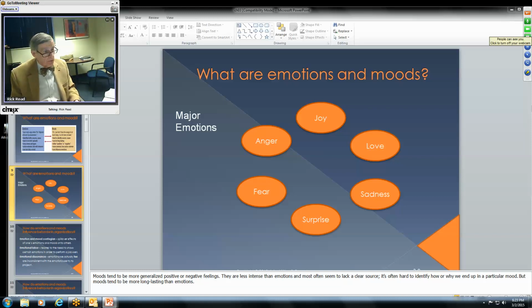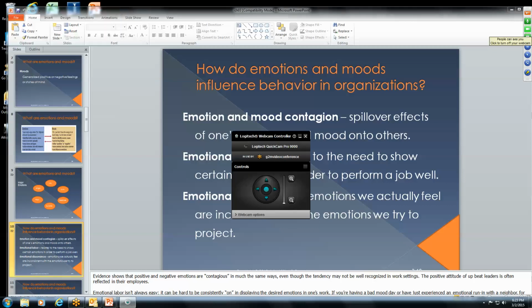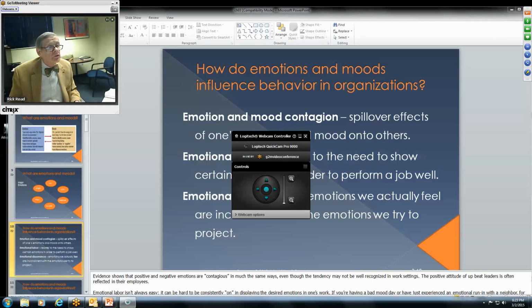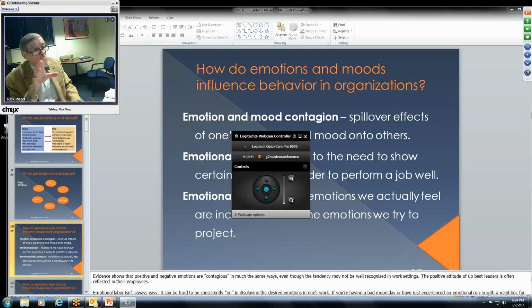Emotional mood contagion. And then we have emotion and mood contagion, excuse me, emotional labor, and then emotional dissonance. Emotional dissonance, and we talk about dissonance later, different thing, and it seems to me case 4 talks about dissonance. What we feel is not consistent with what we either do or what we are trying to have people believe about us.